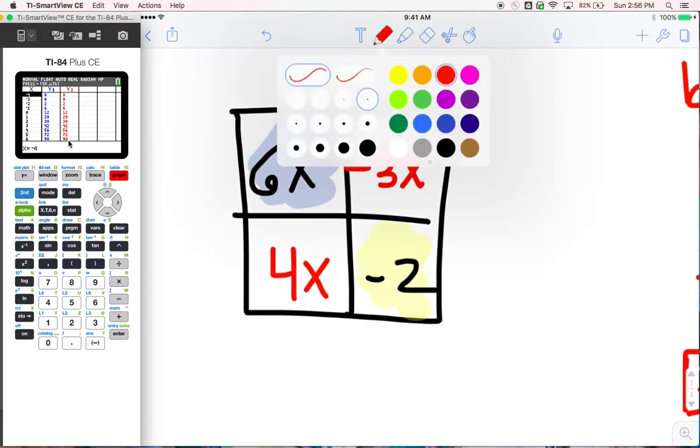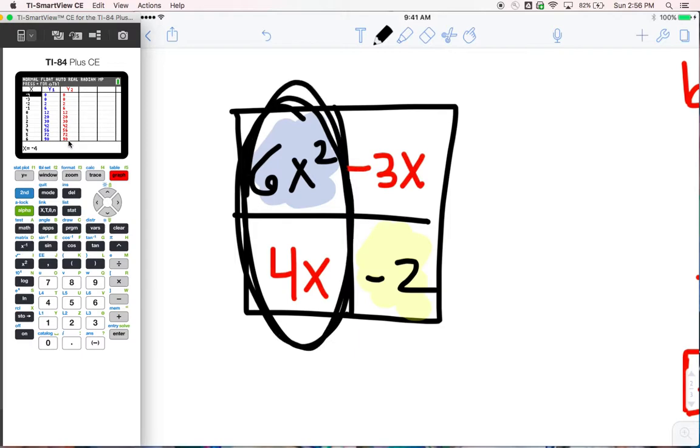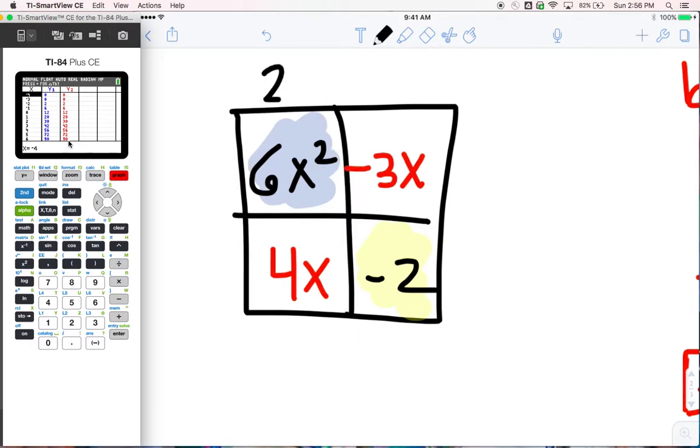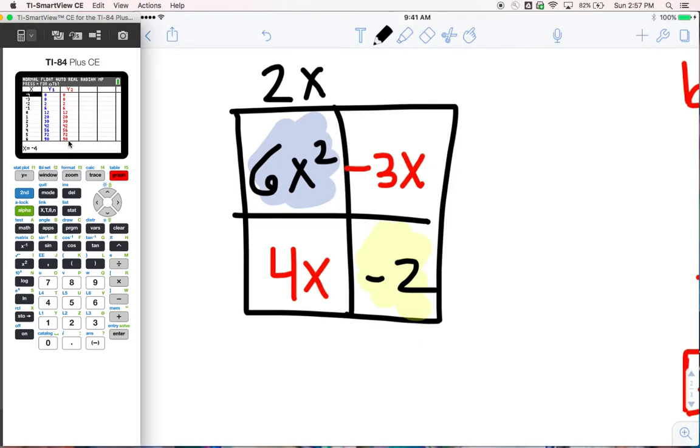Find the GCFs here. So I'm going to look at my first column, 6x squared and 4x squared. Both of these numbers, the greatest common factor would be 2, right? 6 and 4 could both be divided by 2, and they both have x, so 2x. And the next one, though, they don't both have x. Can't use that. They don't really have anything in common except for we can just say a 1. If nothing else is in common, say a 1. And since I'm touching a box with a negative, I have to use a negative.